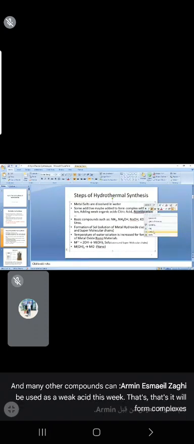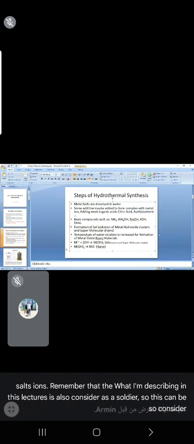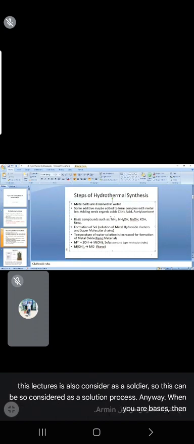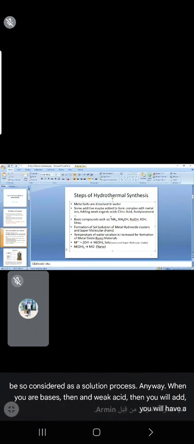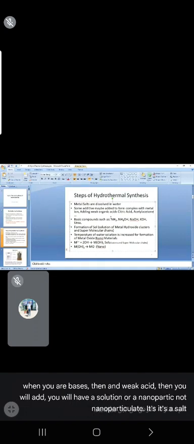These acids will form complexes with your salt ions. Remember that what I'm describing in this lecture is also considered as a sol-gel process. Anyway, when you add bases and then weak acid, then you will have a solution, not nanoparticulate. Then you will form a salt.